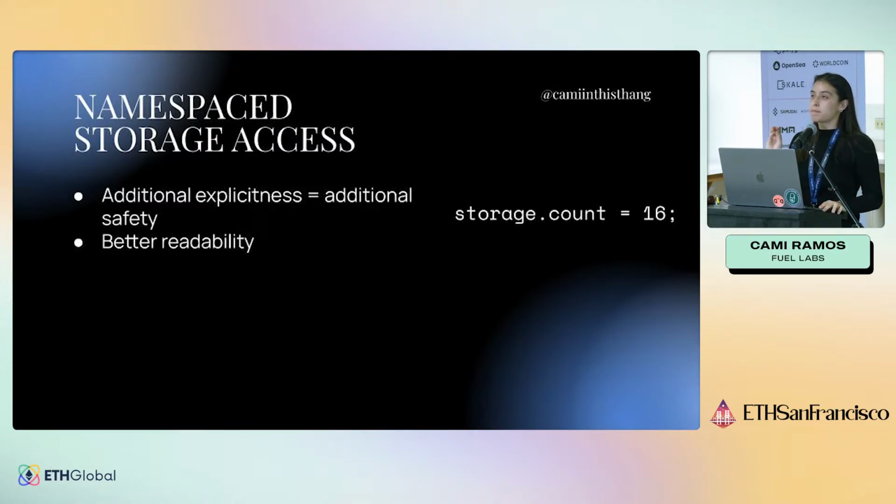In Sway, not only do you have to define the type of storage access that a function has in the actual function definition itself, so you say read or write or both, or just write or just read. That's the first thing, you have to define it when you define the function. And then two, when you're actually wanting to access storage, the way that it's done is storage dot and then the name of the variable.